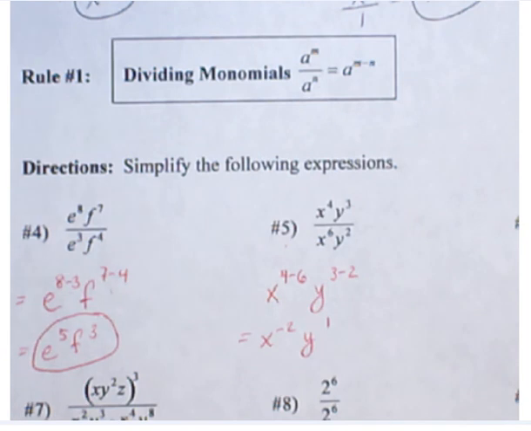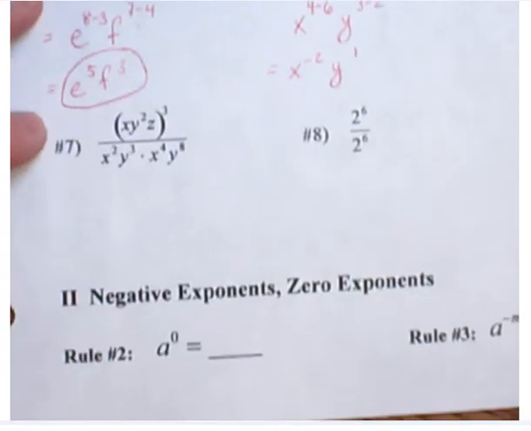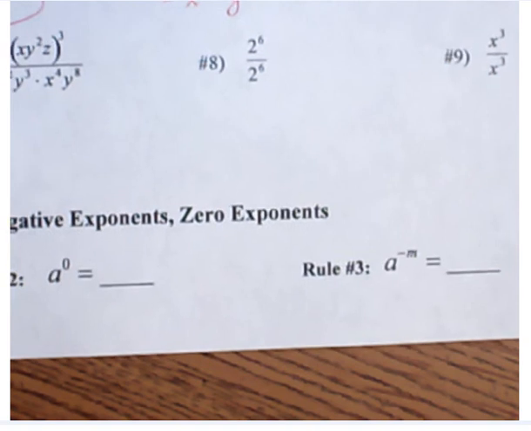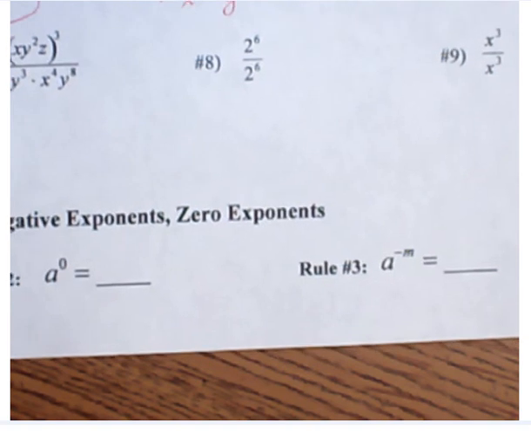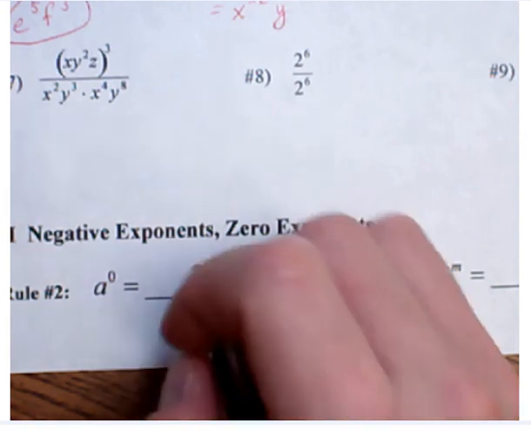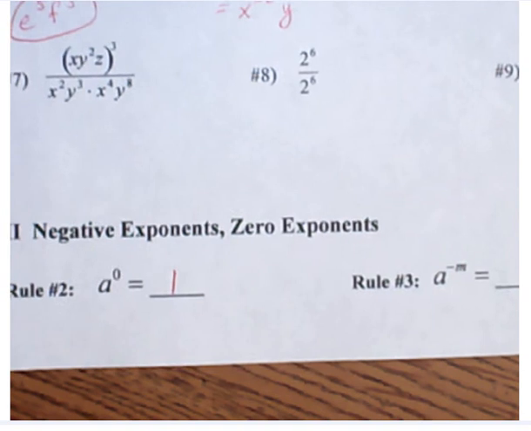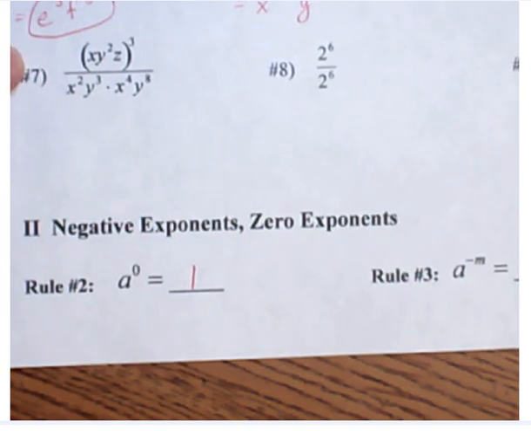And actually, let's just go down to the bottom of your paper for a moment, because you have 2 new rules here. The first rule: anything raised to the 0 power is always equal to 1. Now that may seem weird, but let me give you an example for why this is going to work.